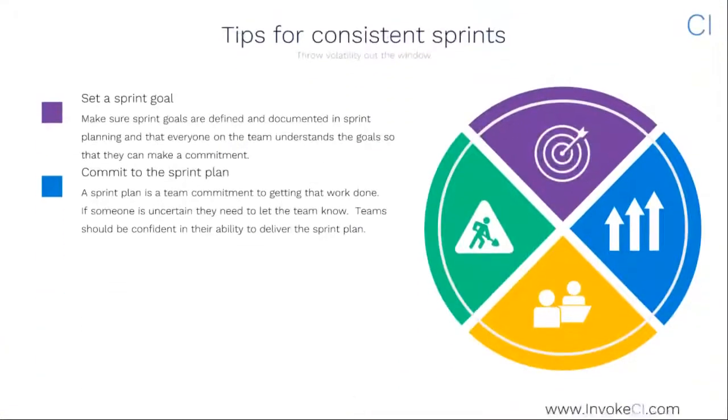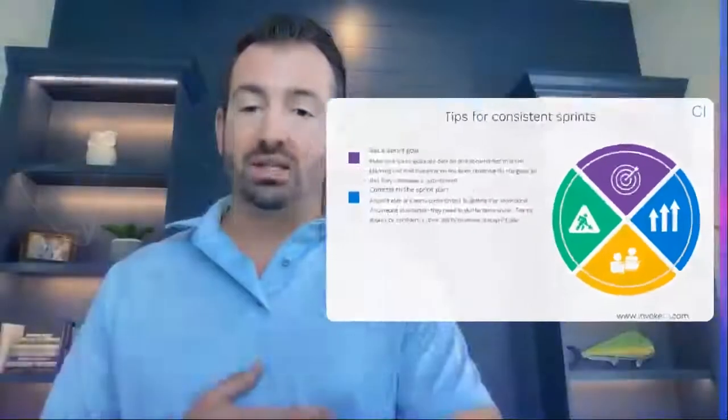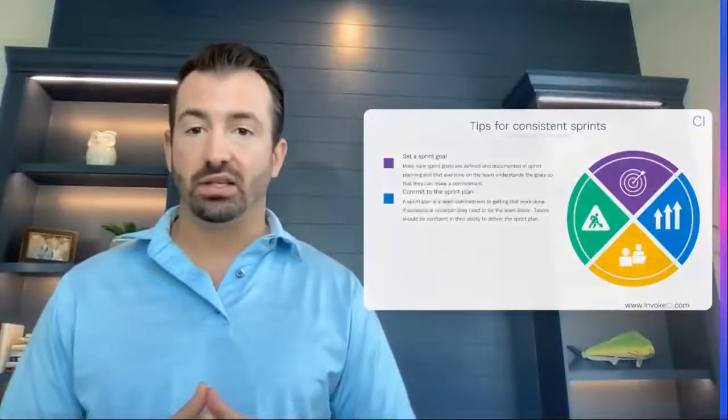Number two, commit to the sprint plan. A sprint plan is a team commitment to getting that work done. If someone is uncertain, they need to let the team know. Teams should be confident in their ability to deliver a sprint plan. Confidence is absolutely key here.